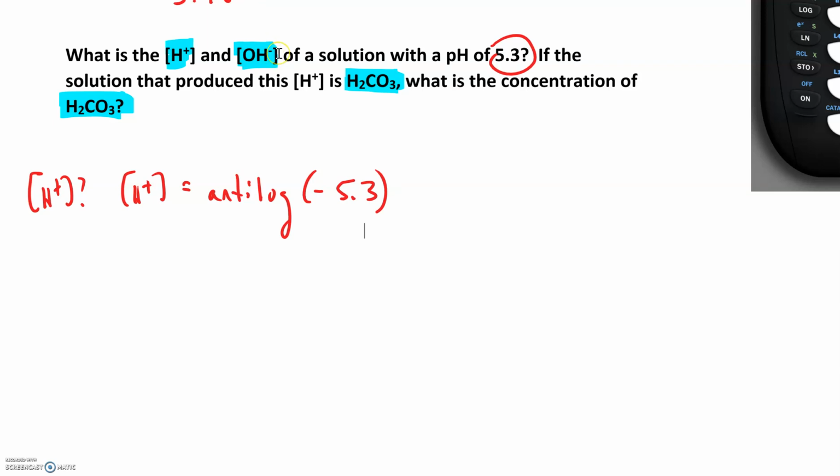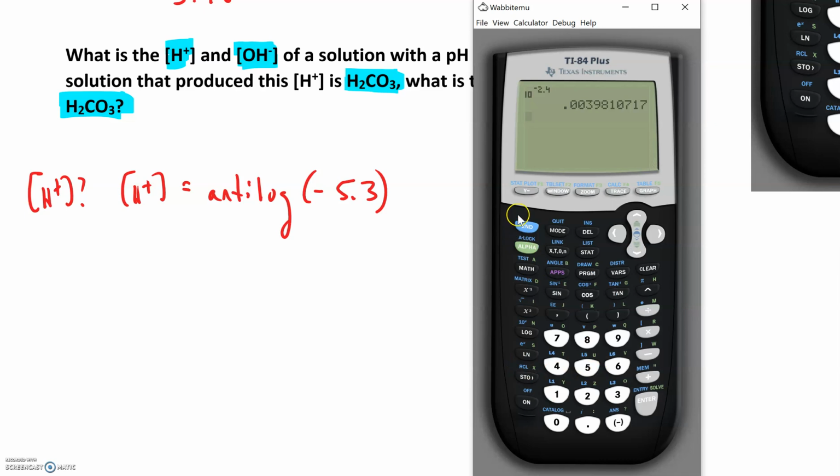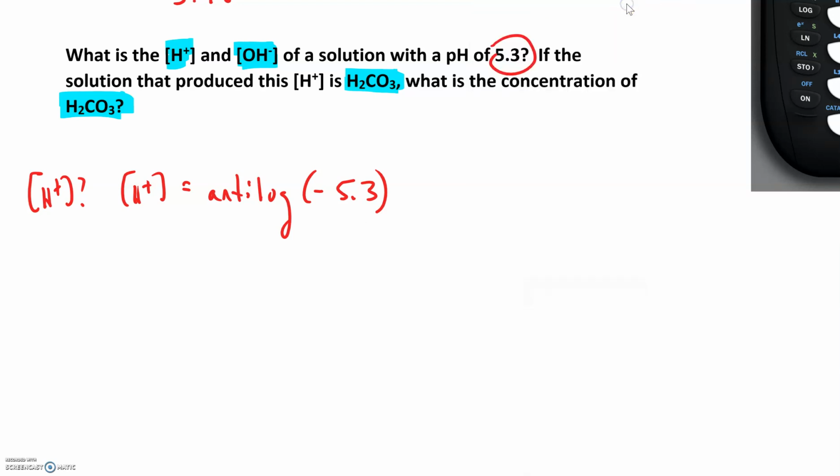So we're going to plug it right into our equation, and we're going to say, all right, antilog is shift log negative 5.3. This tells us that our concentration of H plus in this solution is 5.01 times 10 to the negative 6. So there you go. 5.01 times 10 to the negative 6.